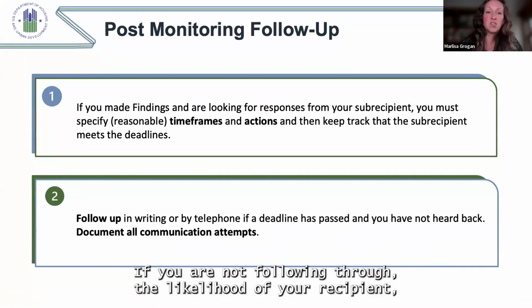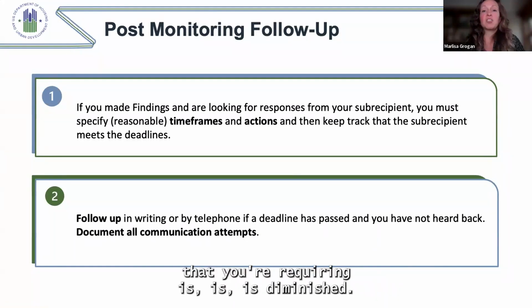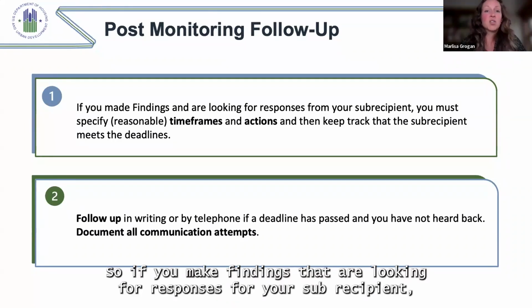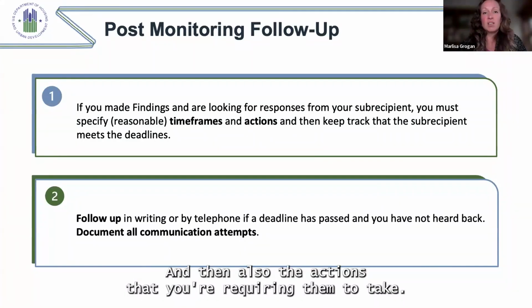If you are not following through, the likelihood of your subrecipient following through and executing the corrective actions that you're requiring is diminished. So if you make findings that are looking for responses from your subrecipient, you need to be specific and reasonable in the time frame that you're issuing, and then also the actions that you're requiring them to take.